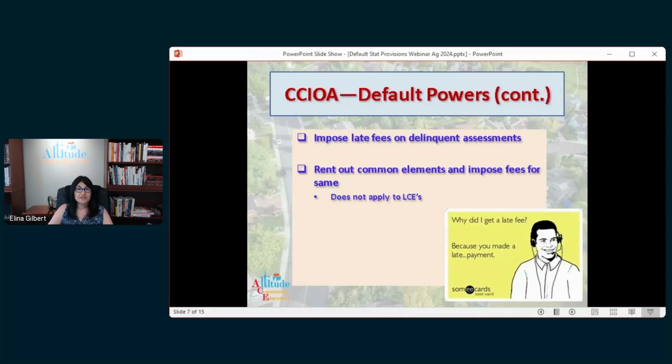We can impose late fees on delinquent assessments. That's pretty straightforward. Just so you know, there is no cap in CCIOA on what the late fee can be. So associations can set the late fee to what they want. If you have a provision in your declaration that says your late fee can't be more than X, you obviously have to stick with that.